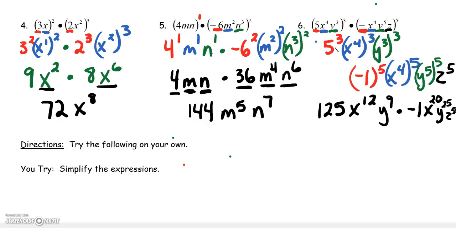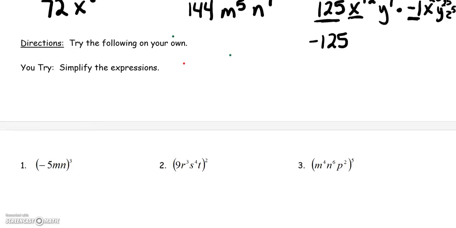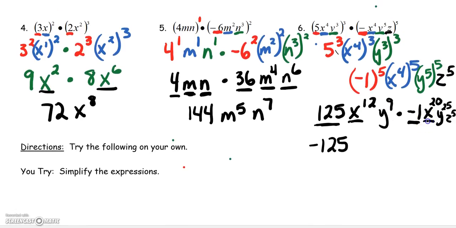We're going to multiply anything with the same base. So we'll start with the constants. 125 times negative 1 is a negative 125. X to the 12th times x to the 20th. We're going to add the exponents together. We're multiplying things with exponents that have the same base. So we'll add them together, x to the 32nd. Y to the 9th times y to the 25th, same base, so we'll add them together. Y to the 34th. And then finally z to the 5th at the end. And there's our answer for number 6.